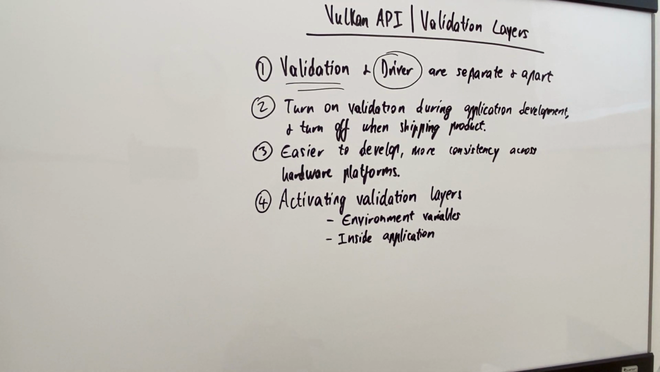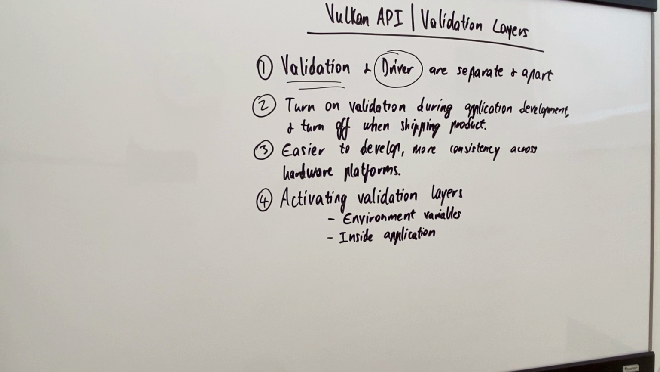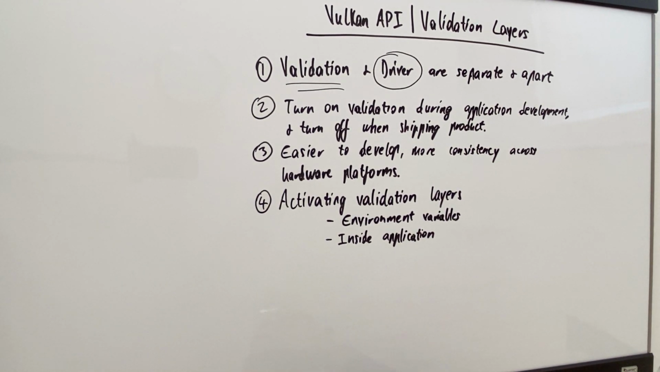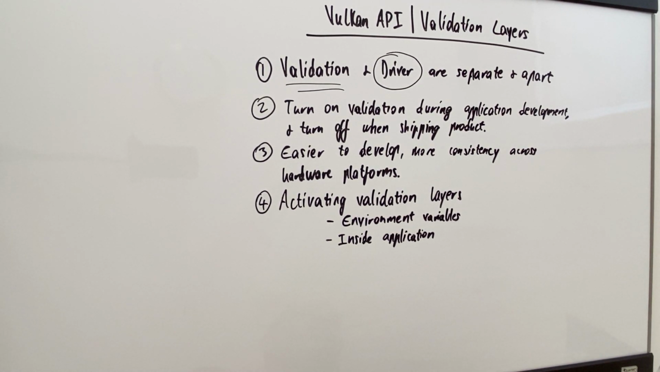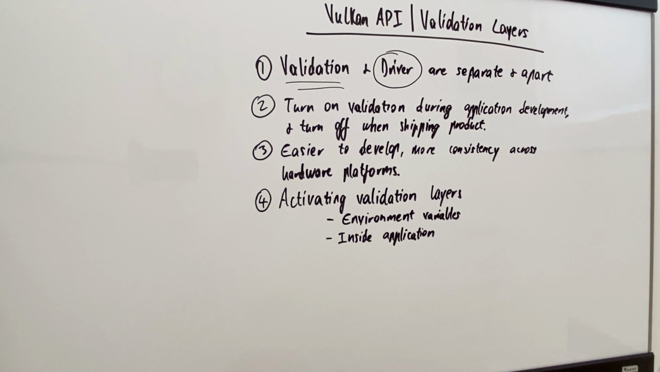And what happens usually with validation, when you have validation on, is that you get a lot of output in the command prompt about the state of various things. So normally when validation is off, you don't really get much output. The application just runs, you see your triangle, and that's that. But when validation is on, you get a lot of output about the status of variables, the status of various things, what's going on, all of that stuff.